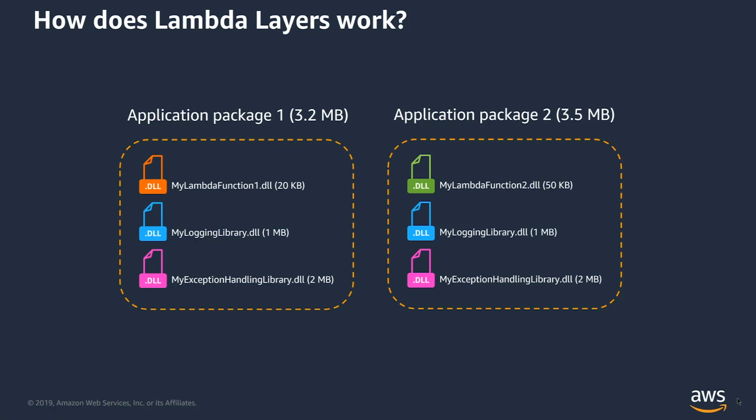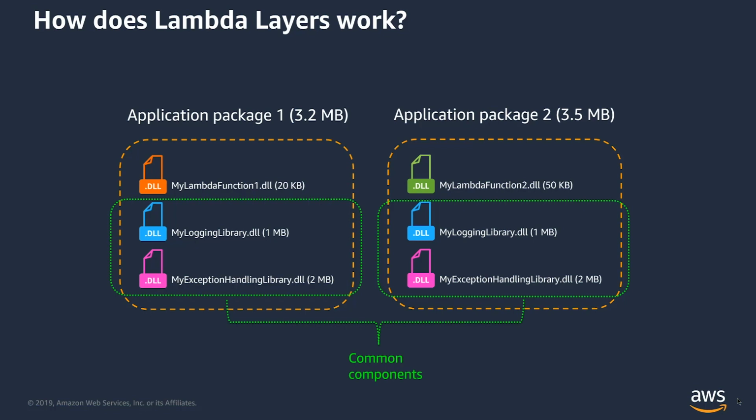Now let's take a look at how Lambda Layers works. Let's assume that there are two Lambda functions called myLambdaFunction1 and myLambdaFunction2, and both Lambda functions use myLoggingLibrary.dll and myExceptionHandlingLibrary.dll library files. When you deploy them to Lambda, they get deployed in separate packages as shown here, along with the common components that get deployed in each one of the Lambda functions. Notice the size of each one of the Lambda functions being 3.2 megabytes and 3.5 megabytes respectively, totaling 6.7 megabytes altogether.